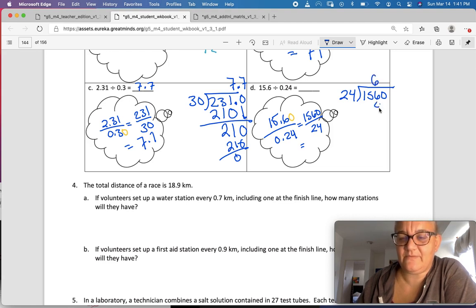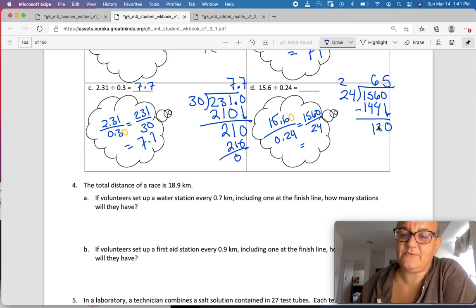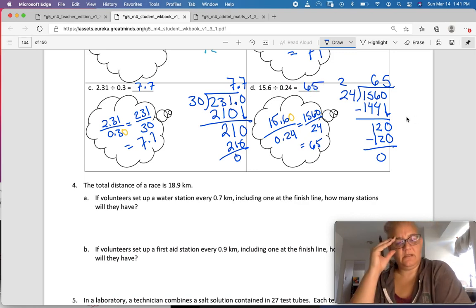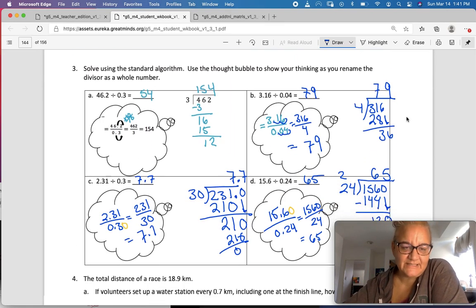6 times 4 is 24, carry the 2. 6 times 2 is 12, plus 2 is 13, 14. And I'm going to subtract and bring down the 0 from the 1's place. 6 minus 4 is 2, 5 minus 4 is 1. Now 24 goes into 120 5 times. 5 times 4 is 20, carry the 2. 5 times 2 is 10, plus 2 is 12. 0 is my leftover, so I have 65. Excellent. All right, I hope you're understanding dividing decimals.